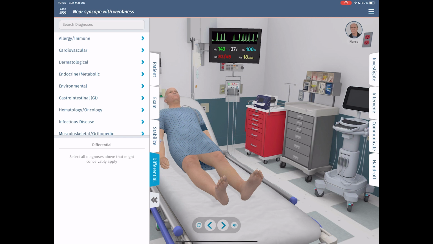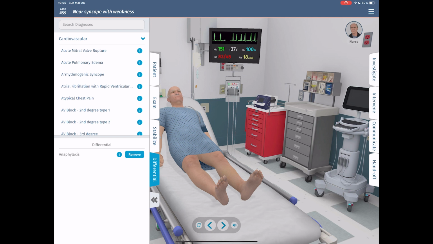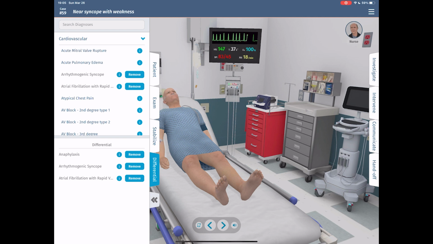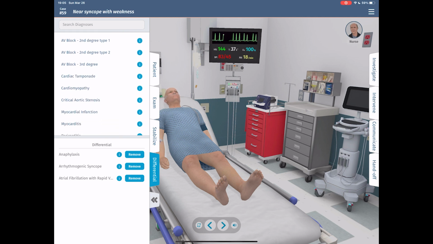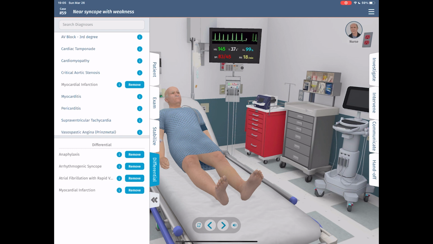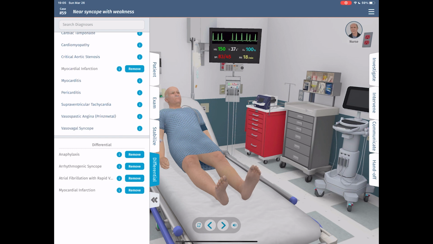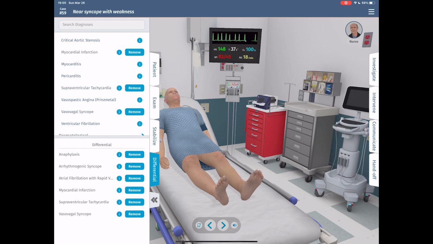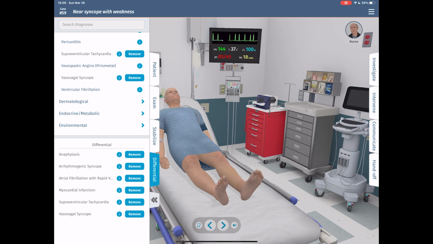So we can go in and now pick differentials. So let's say anaphylaxis. We'll go cardiovascular. We'll say this one. We'll remove that. We'll say that one. AFib with rapid ventricular response. Sure, myocardial infarction. He said he had no pain. Supraventricular tachycardia, vasovagal syncope. We could go to environmental.